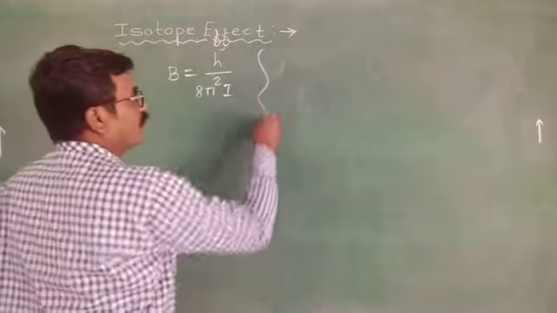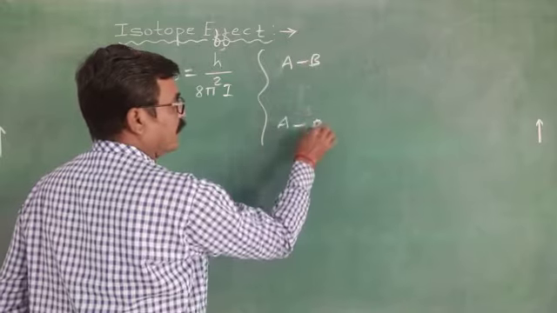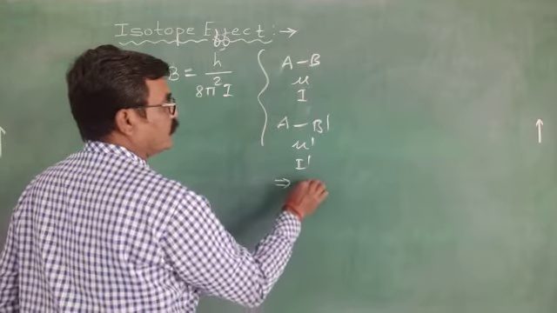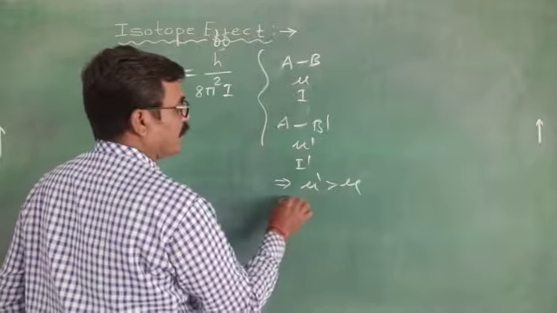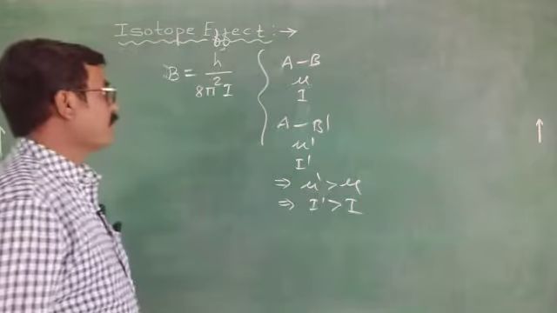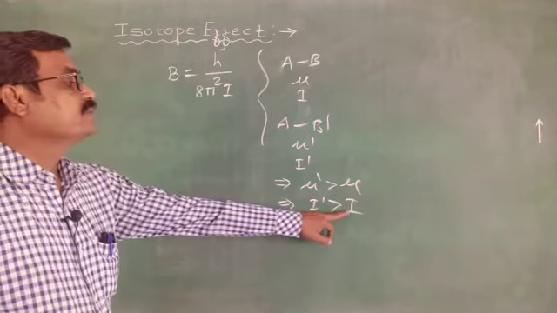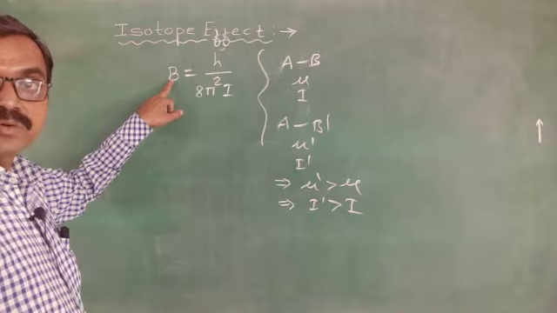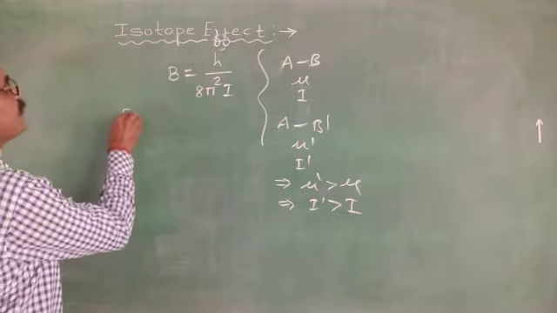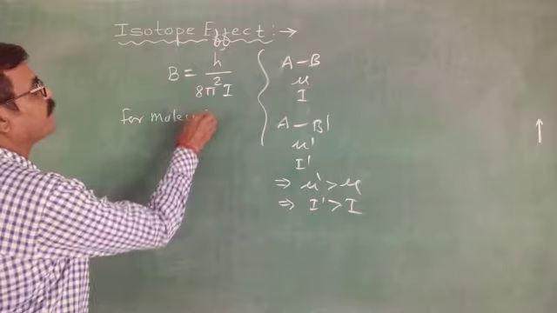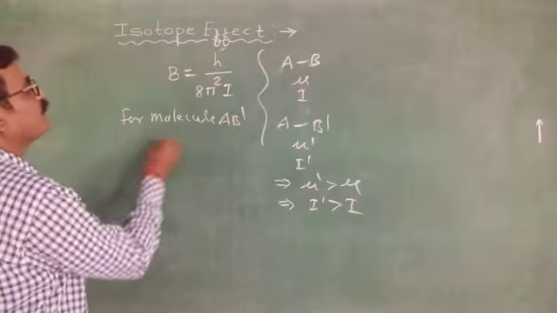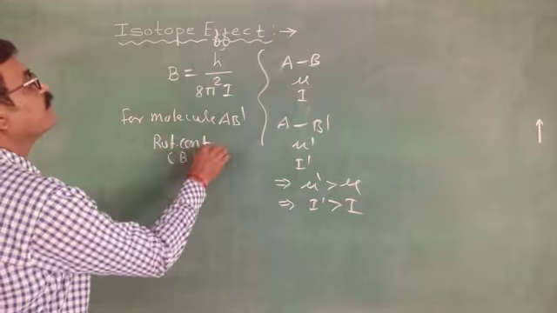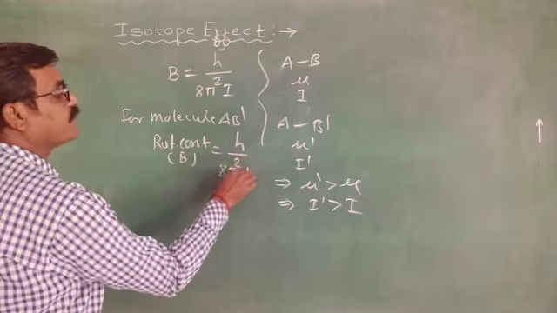And you know, if this is molecule AB, this is molecule AB dash, here mu and I, here mu dash and I dash, and again you know mu dash is greater than mu, and I dash is greater than I. Here higher is the moment of inertia, then lower will be the rotational constant, because for molecule AB dash, rotational constant, that is B, equals h upon 8 pi square I dash.